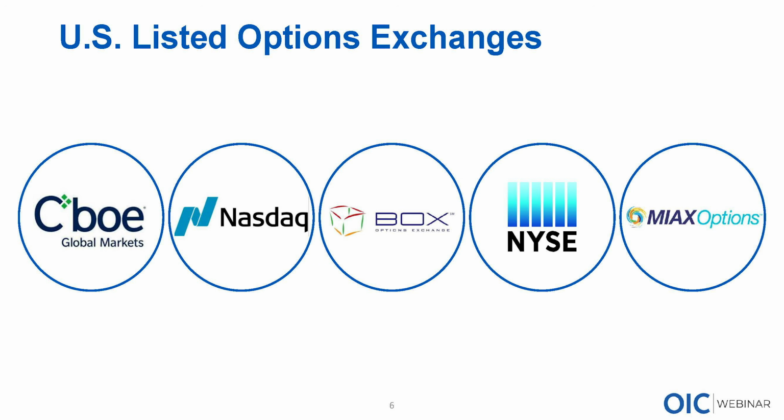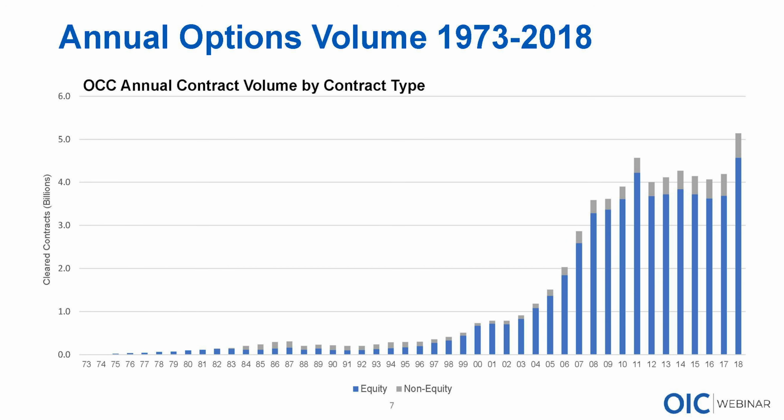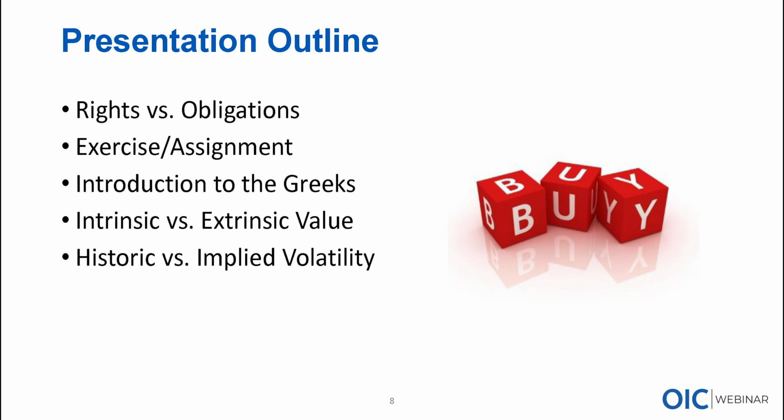In terms of options in general, they trade on these 5 primary exchanges. You can see the CBOE, the NASDAQ, the BOX, which is the exchange in Boston, the New York Stock Exchange, and the exchange in Miami. And that's where all of the options volume occurs. You can see in 2018 we had a record year in options volume, clearing over 5.2 billion option contracts for the year, well above any previous years. 2019, we're off to a great start, certainly nothing like 2018, but we're still averaging about 19 million contracts a day. So with that being said, let's go ahead and get into our presentation outline.